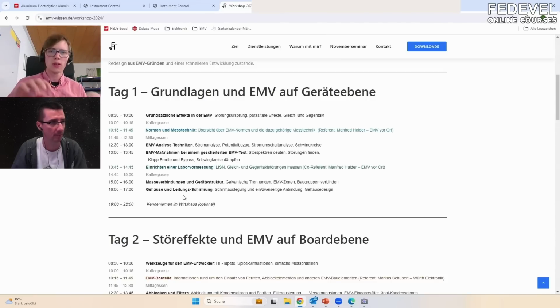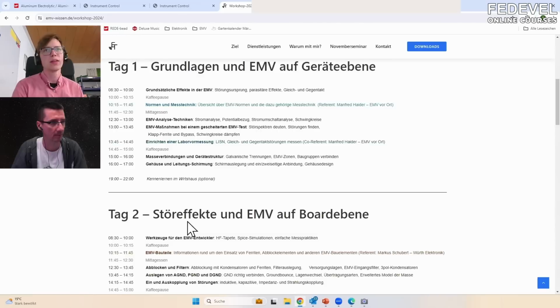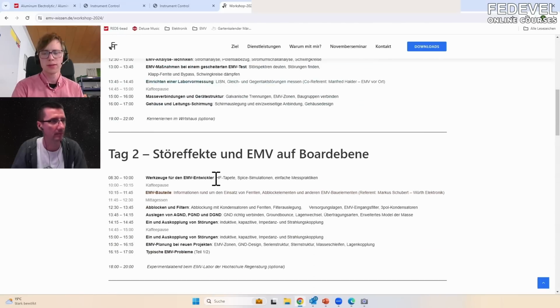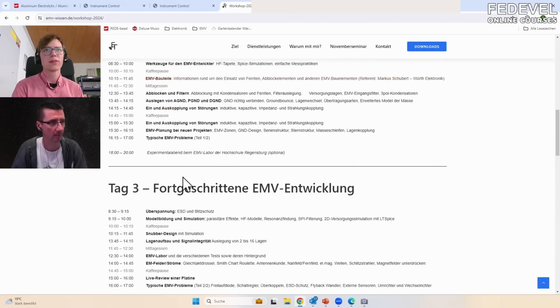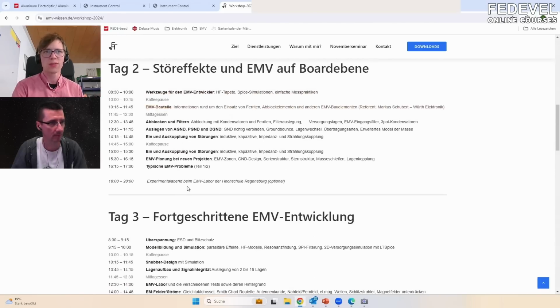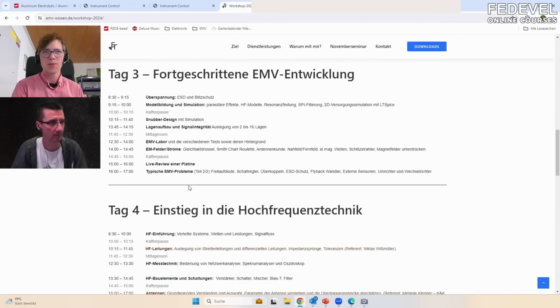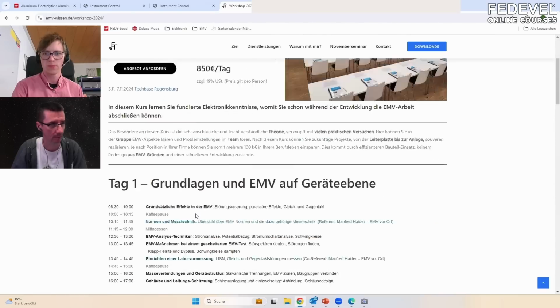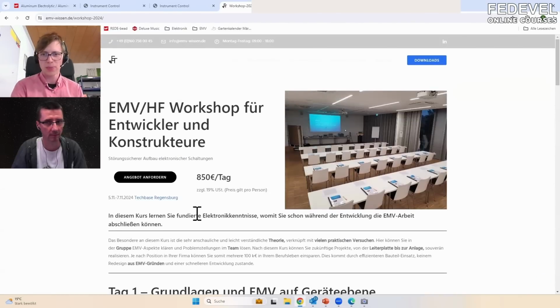Here are the fundamentals, and here it's more when you're going into the PCB. So this is overall, the device. Then you go into more detail on the PCB. Then day number 3 is for advanced designers, and the last day is only RF. So everything about differential mode lines, antennas, how antennas are working, and all RF components you can imagine.